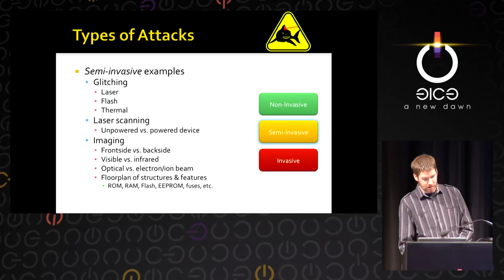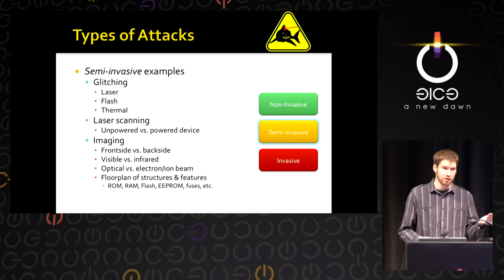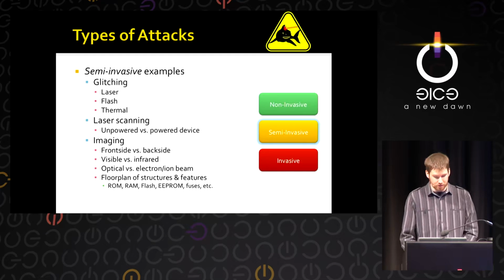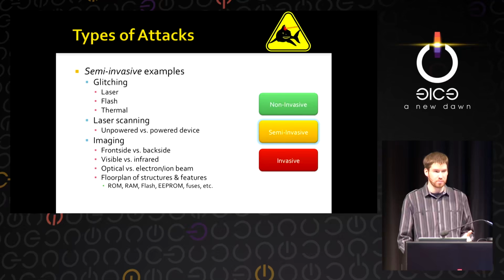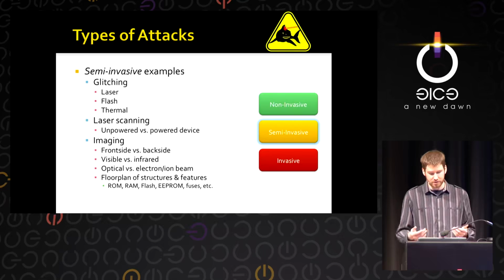And then finally, you can do imaging attacks, either from the front of the chip or the back of the chip, where you mill away the back material. You can do visible wavelengths versus infrared, and you can use optical microscopes versus electron or ion beam-based workstations. This will allow you to get the floor plan of the structures and features of the chip a lot more precisely, so things like ROM, RAM, flash, E-squared, configuration security fuses, things like that.